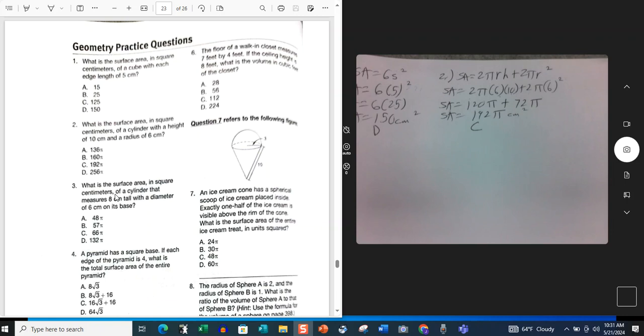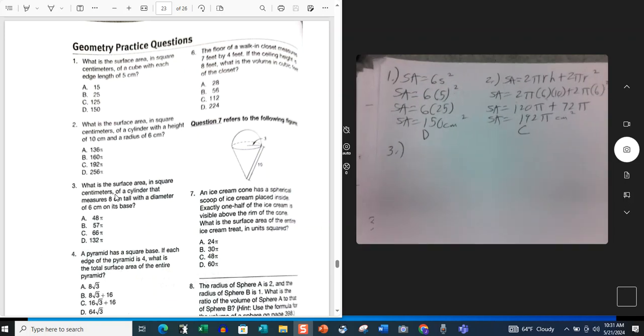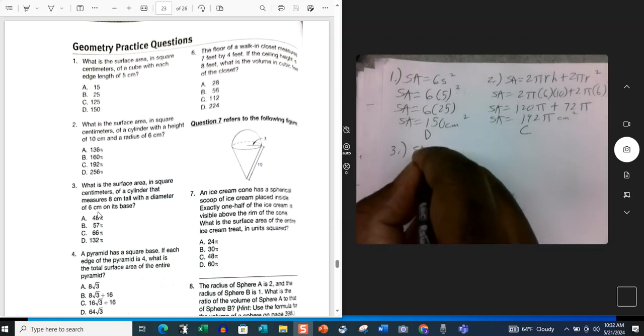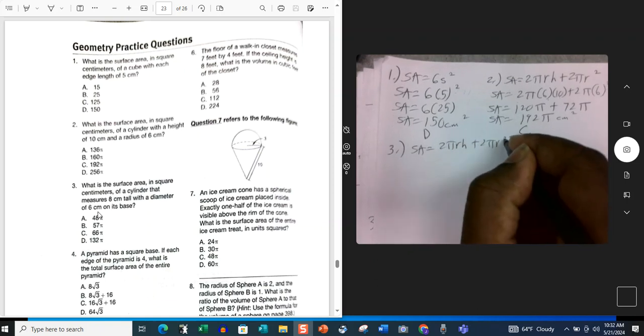So now we move on to problem number 3. It says, what is the surface area in square centimeters of a cylinder that measures 8 centimeters tall with the diameter of 6 centimeters on its base? Now in problem number 2, we already did the surface area of a cylinder. And we noticed that it calls for a radius in the formula. So we would know that this diameter will be cut in half because radius is half the diameter. So your radius would be 3. So we would take that surface area formula, 2 pi radius times the height plus 2 pi radius squared.